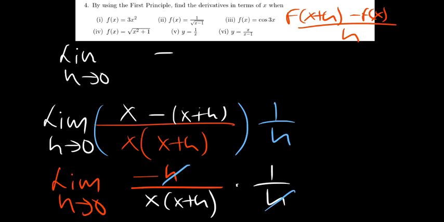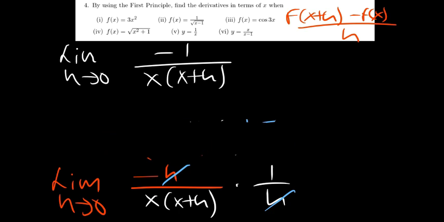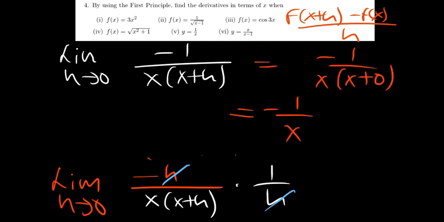You have -1 on top over x and then x plus h. So wherever there is h now, you can put a 0. So you remain with -1 over x and then x plus 0. So that will just be -1 over x squared. Okay.